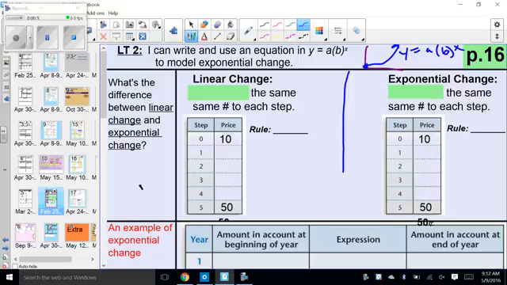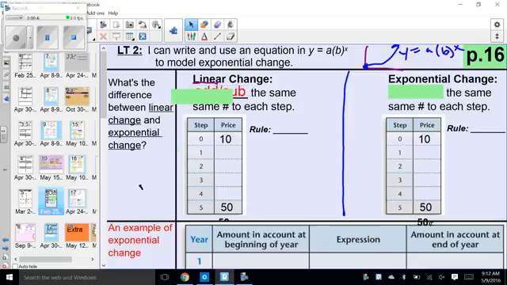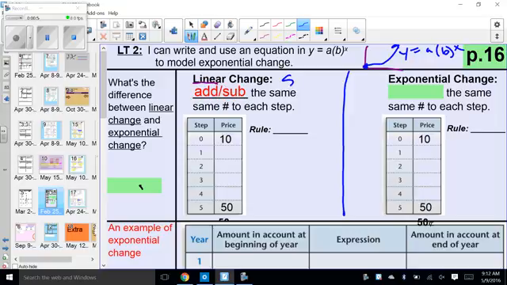So I'm going to draw a blue line here to kind of separate our thoughts. What's the difference between linear change and exponential change? Linear change is a linear line. So there's a line happening here. Here's your line. It means you add or subtract the same number to each step. So in that case we have the same growth. When we talk same growth, we're talking same slope. Same steepness, growing the same amount each and every time, rise over run.